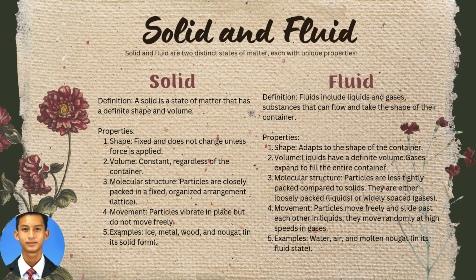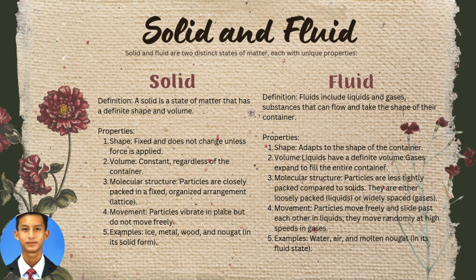So for the shape, a solid is fixed and does not change unless force is applied. For volume, it's constant regardless of the container. For the molecular structure, particles are closely packed in a fixed, organized arrangement, a lattice. For movement, particles vibrate in place but do not move freely. Examples are ice, metal, wood, and nougat in its solid form.